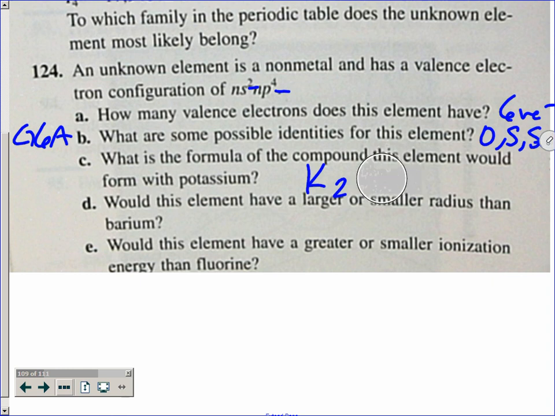what do you also know about it? The possible charge, which would be what? 2 minus, when it gains 2 electrons to form octets. So that should be a possible ionic formula for that.